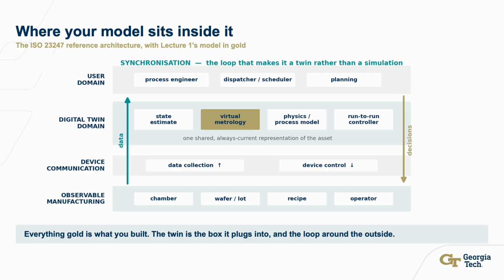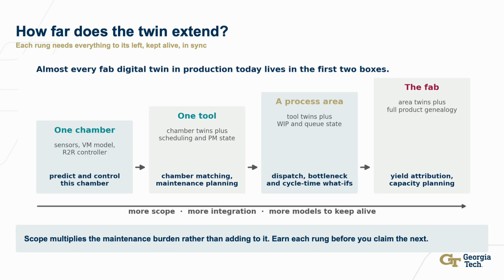Then the loop, data up on the left, decisions down to the right. That is the synchronization from the previous slide, which reframes the whole unit. You do not build a standalone model, you build a prediction component of a chamber twin, and everything from segment 4, the residual chart, the retraining triggers, rollback, is how that component stays trustworthy inside it.